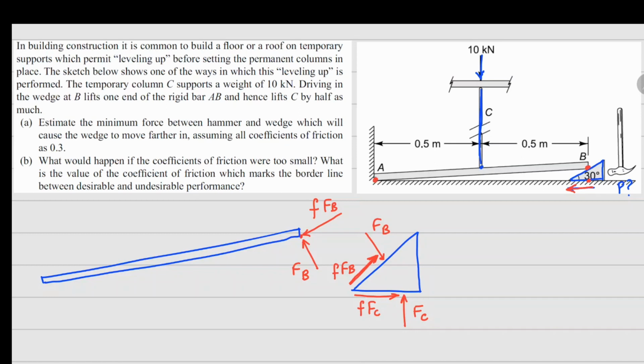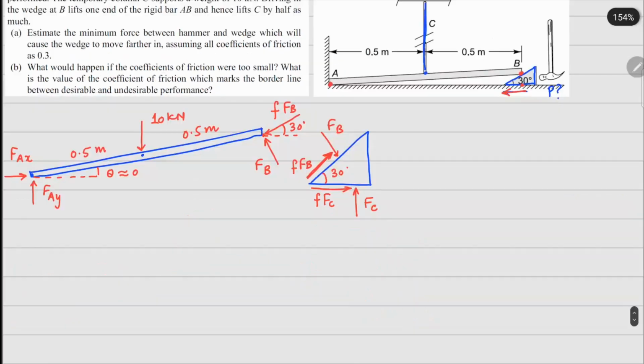Now at this corner here, because the motion is restricted from both sides X and Y, there will be two forces. This one is FAX and this is FAY right here. Now since the wedge is at 30 degrees here, this angle is 30 degrees, so here also this angle is going to be 30 degrees. The load that is supported will be acting right here at the center, which is 10 kilonewtons, and these distances are 0.5 meters and 0.5 meters. Now this angle right here, because it's a very small angle, we can assume this to be very close to 0.